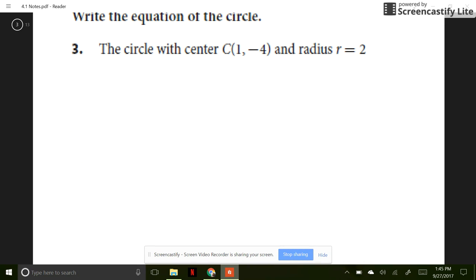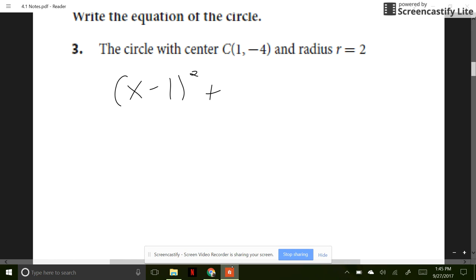Now we have a circle with its center at (1, -4). So we take x minus the x-coordinate 1, squared, plus y minus our y-coordinate, so we end up getting (y + 4)² equals our radius squared. Radius is 2, and 2 squared becomes 4.